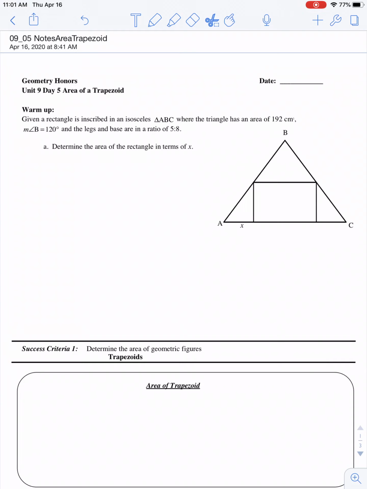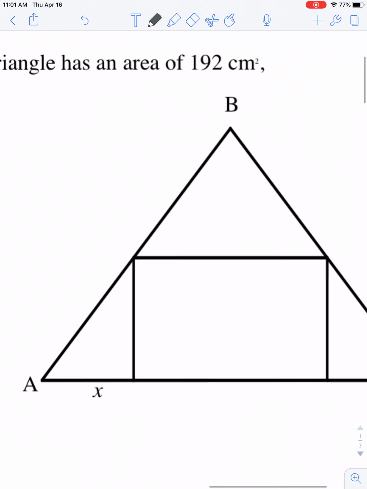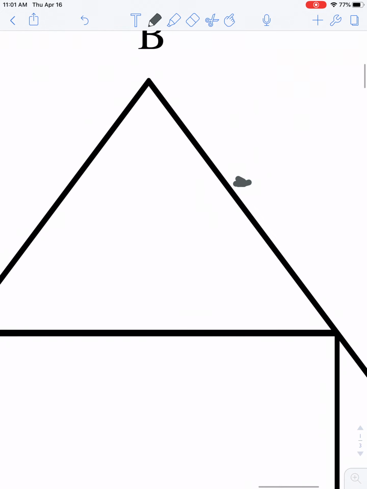Welcome to the warm-up for Unit 9, Day 5. So let's go through our given information. Given a rectangle is inscribed in an isosceles triangle ABC, where the triangle has an area of 192 centimeters squared, the angle measure of B is 120 degrees, and the legs and base are in a ratio of 5 to 8. So let's go ahead and write in our givens.